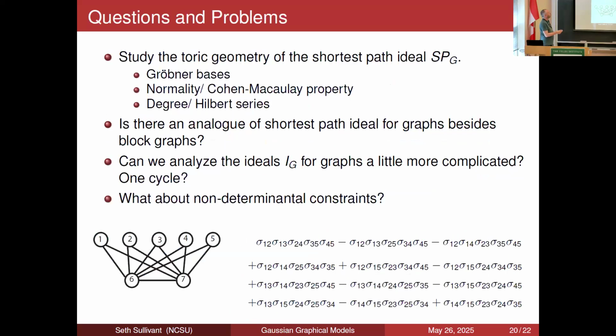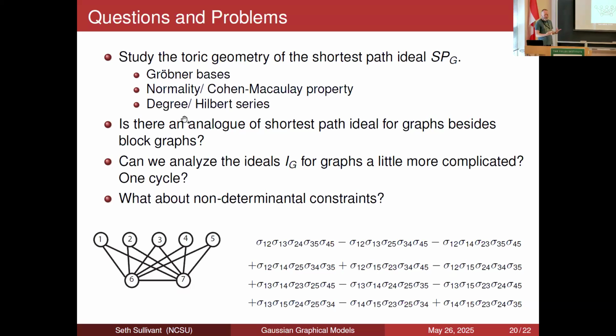Okay, so in the last 2 minutes, let me just ask, what are the problems that the group working on this will start to think about? We want to study the toric geometry of this shortest path ideal. There are lots of questions we can ask. Can we find Gröbner bases? What about basic commutative algebra properties like normality, Cohen-Macaulay, and when is it Gorenstein? Can we get at the combinatorics of the Hilbert series, the Ehrhart series in this case?